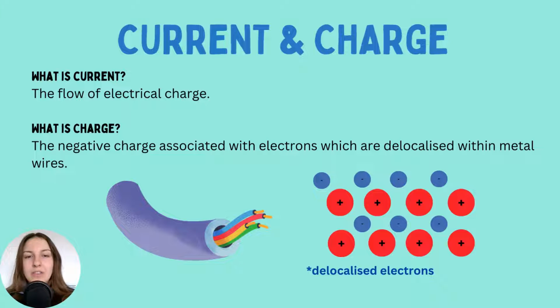Delocalized, essentially, by the way, just means that those electrons are free to move, and that's really important because it's the flow of the charge, which is what current exactly is.